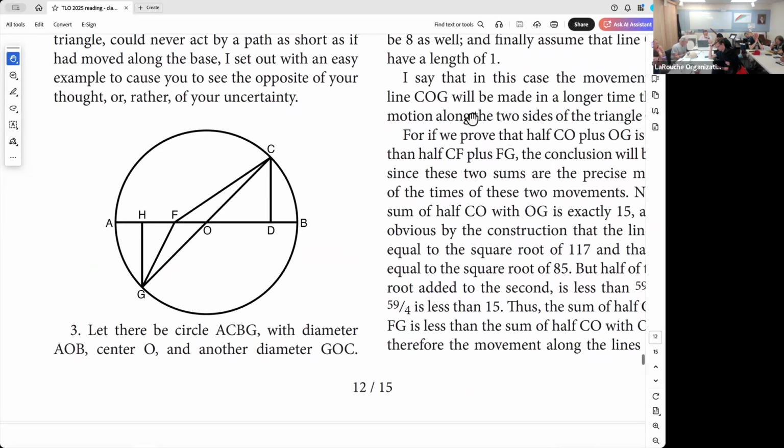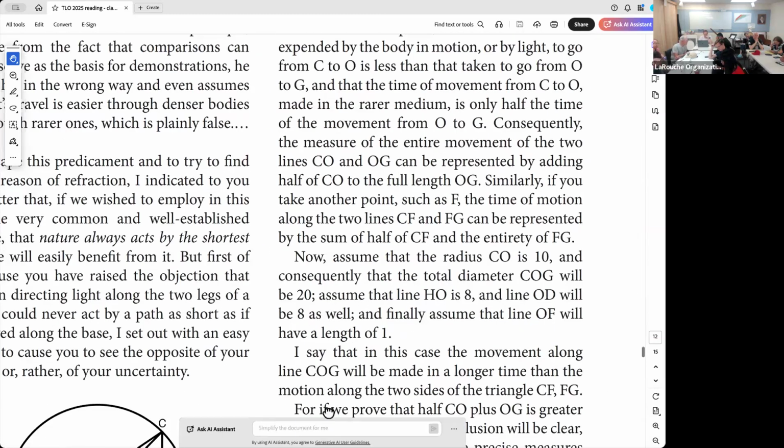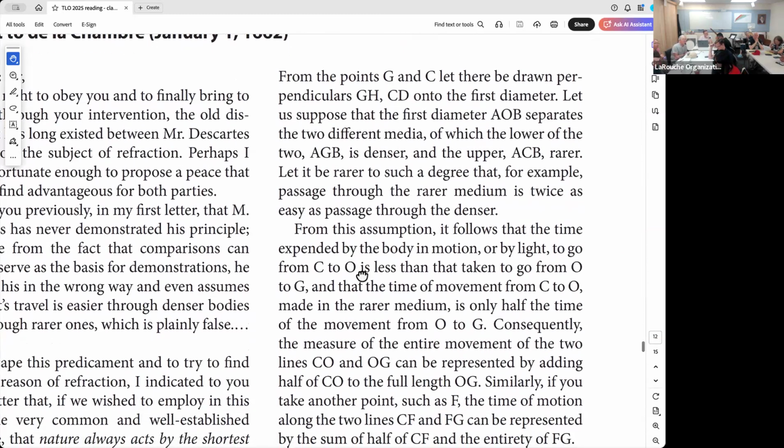Let there be circle ACBG with diameter AOB, center O, and another diameter GOC. Okay, needs to be moved up. From the points G and C, let there be drawn perpendiculars GH, CD onto the first diameter. Let us suppose that the first diameter, AOB, separates the two different media, of which the lower of the two, AGB, is denser and the upper, ACB, rarer. Let it be rarer to such a degree that, for example, passage through the rarer medium is twice as easy as passage through the denser.